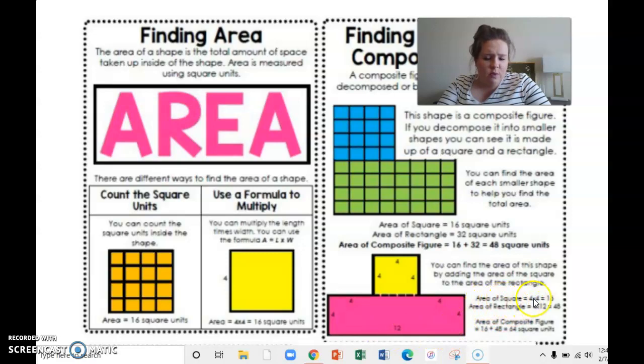The area of this square is 4 times 4, which is 16. The area of the rectangle is 4 times 12, which is 48. 16 plus 48 equals 64 square units for this whole shape, okay? We're going to go into that more tomorrow, but I just wanted to show you the importance of understanding area today because we're going to get into it a little bit further tomorrow, okay?